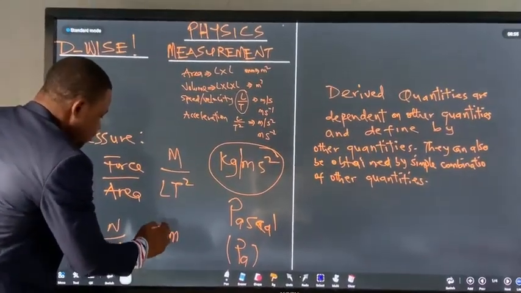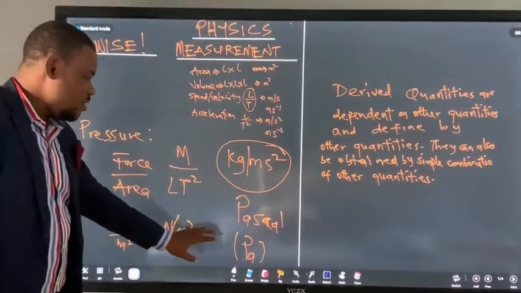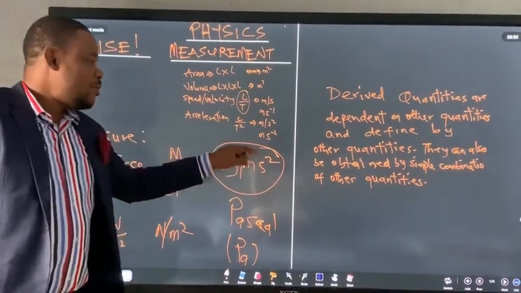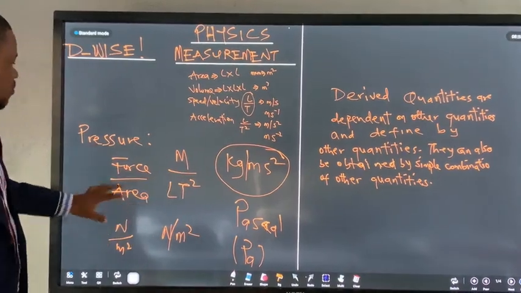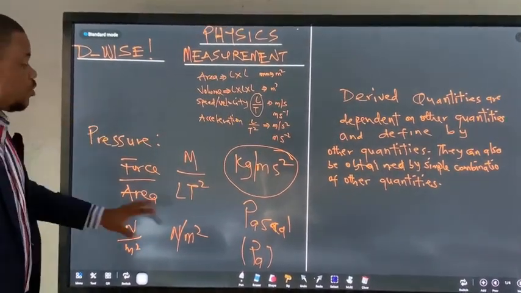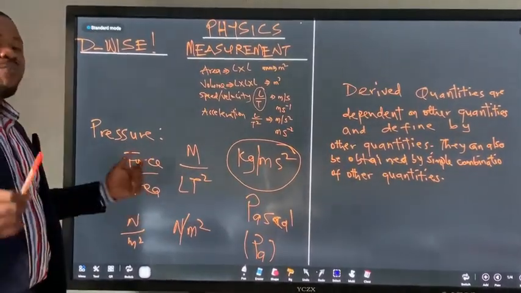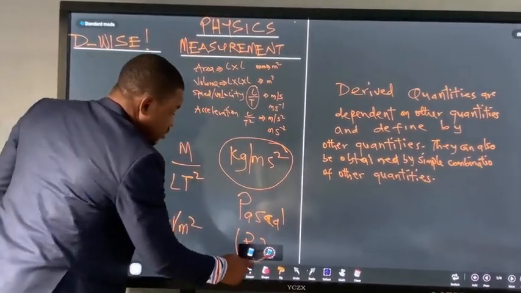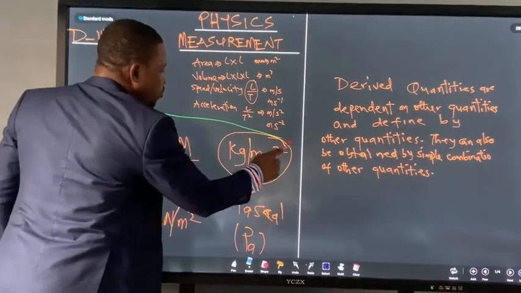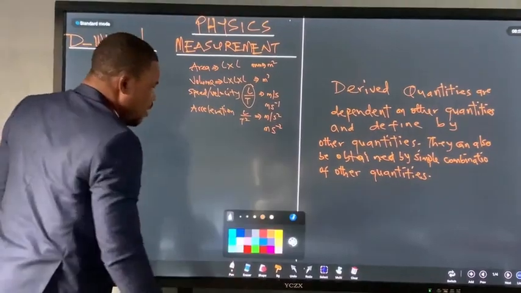Newton per meter squared. All of these are units of pressure. Newton per meter squared, Pascal, kilogram per meter per second squared. All these values are units for pressure. Anyone you see in examination is acceptable. In fact, for pressure, we have so many different combinations, so many units. When we do pressure as a topic, I will explain all of those.